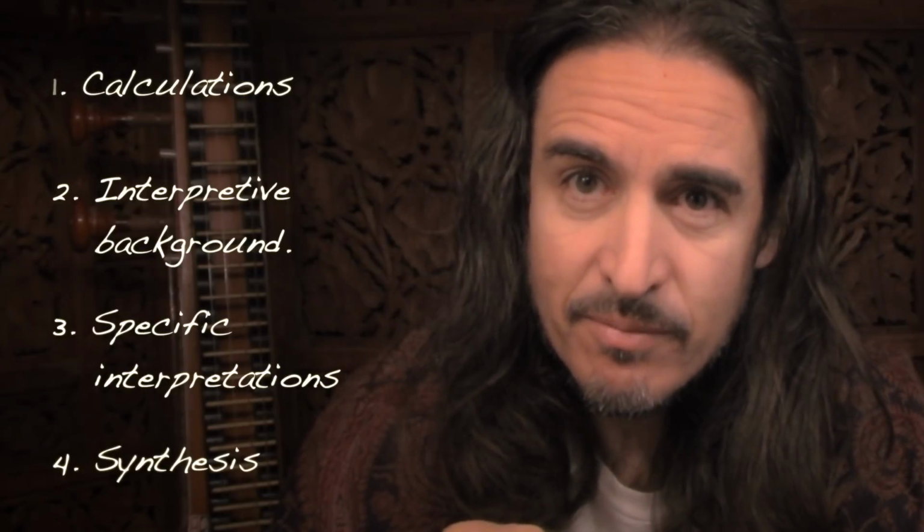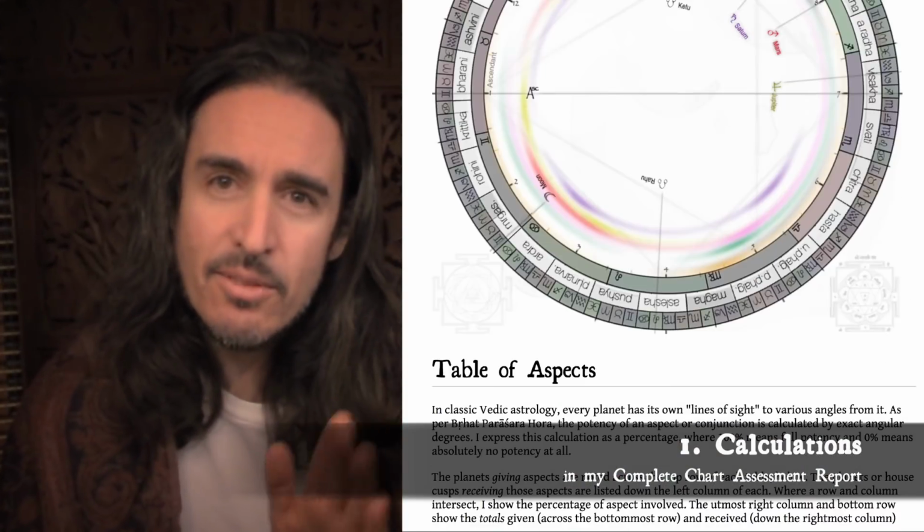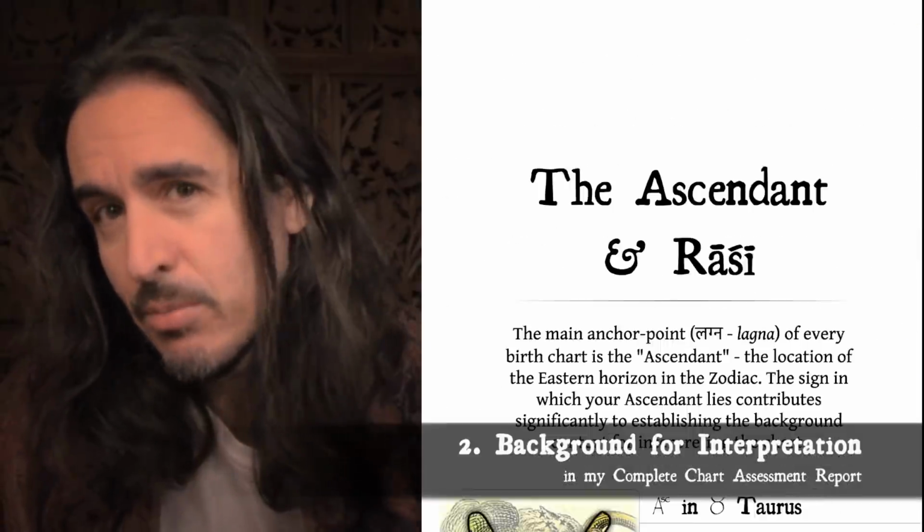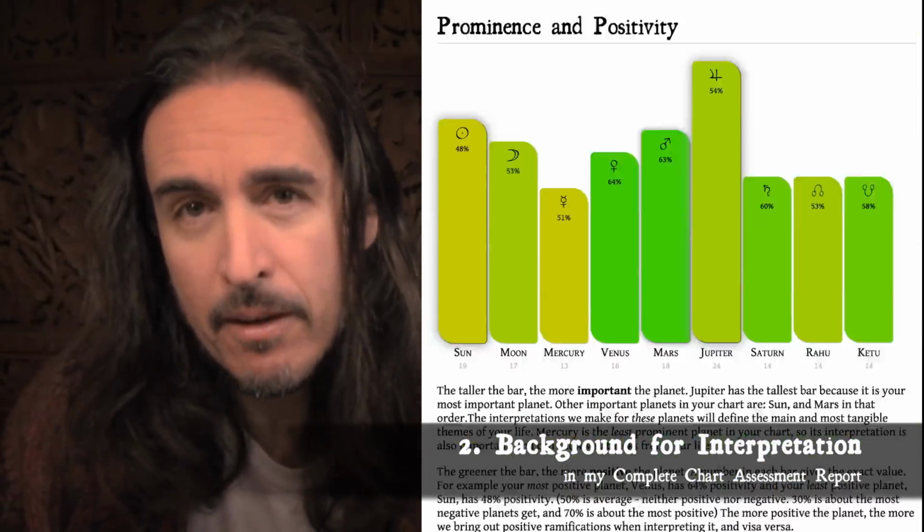So when you read a chart, conceptualize it in 4 different stages. The 4 segments are, first of all, the calculations, second of all, the background, third of all, the specific interpretations, and fourth of all, the synthesis of everything. When I give my complete chart assessment, I break it into these 4 categories, although the 4th category is impossible to do on paper, right?